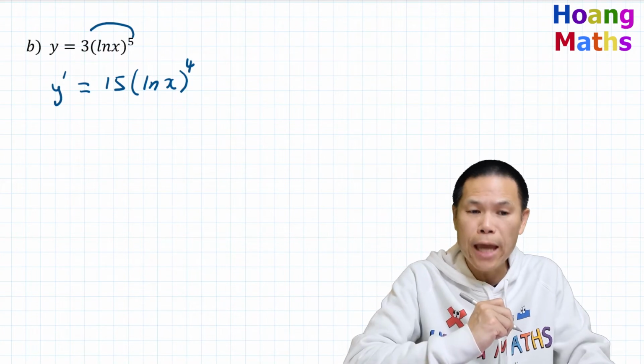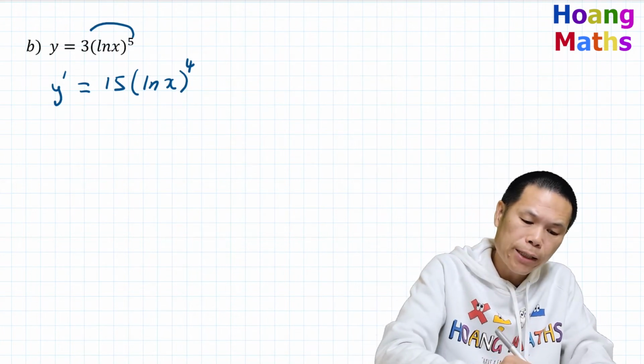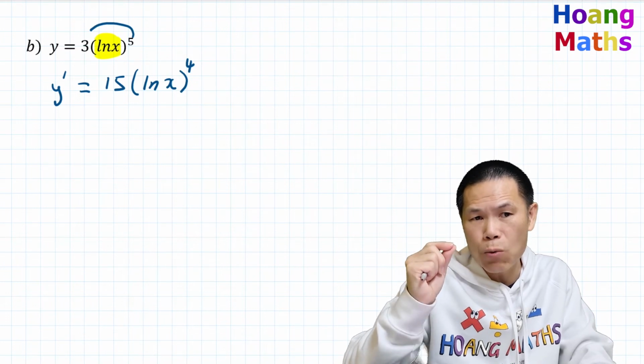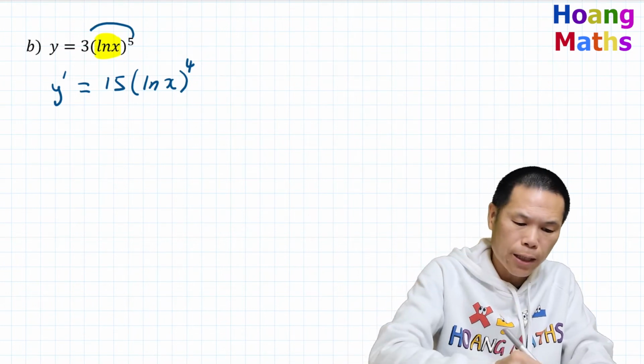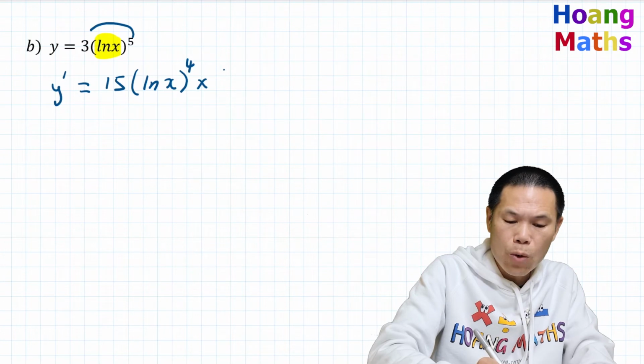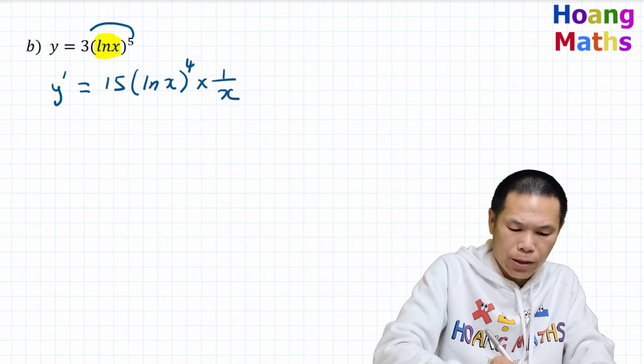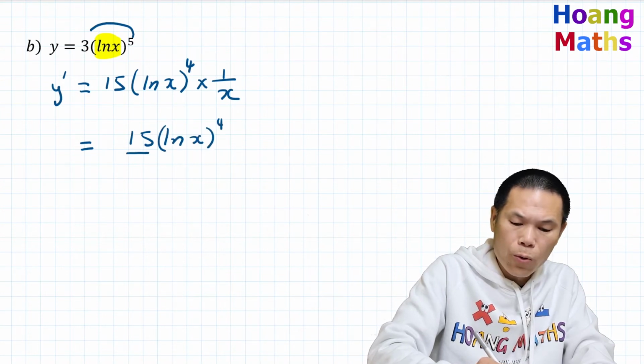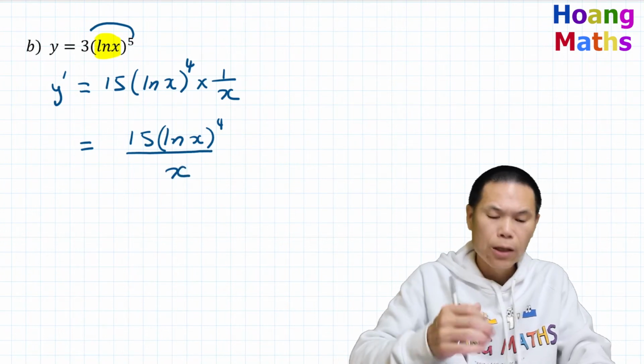Then we differentiate the angle. Don't forget, this is the angle. So differentiate ln x. We differentiate x, it gives me 1, and 1 over x. So we times 1 over x. So that will give me 15 ln of x power 4 over x. So there you go.